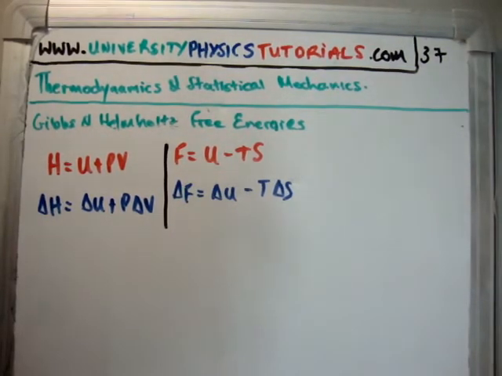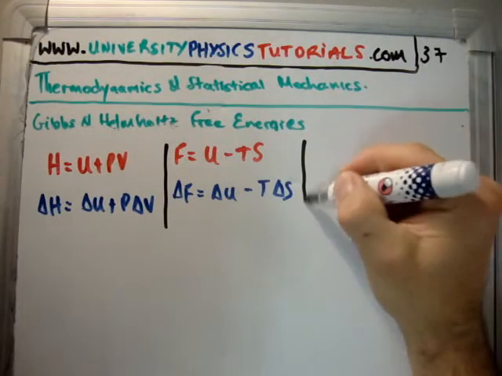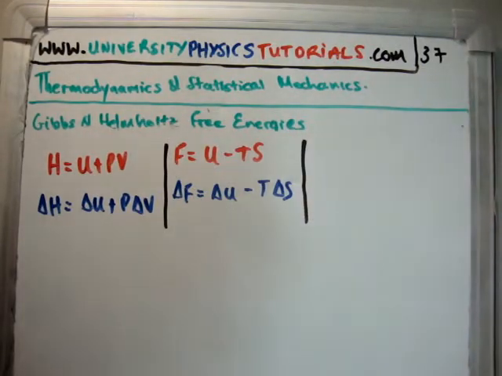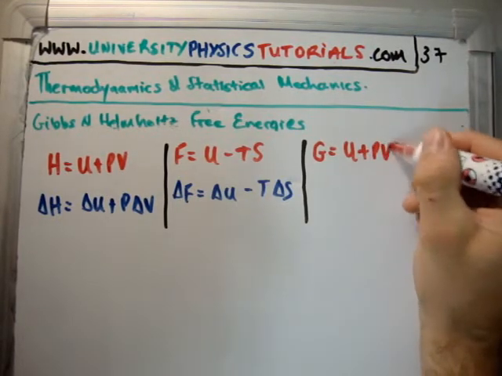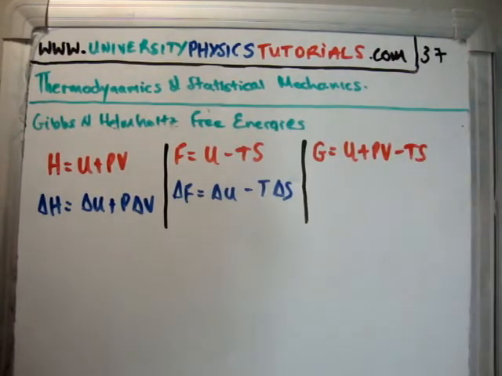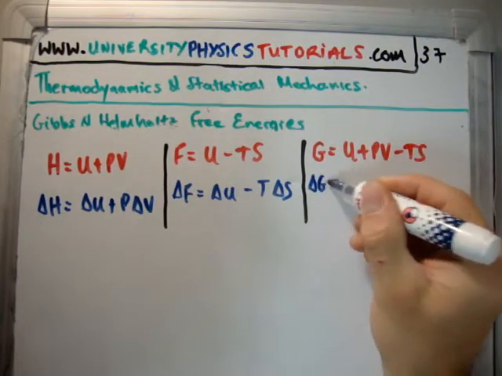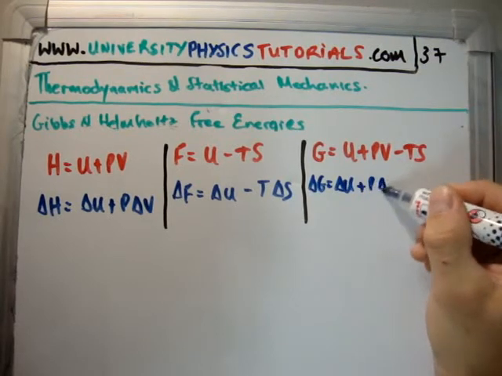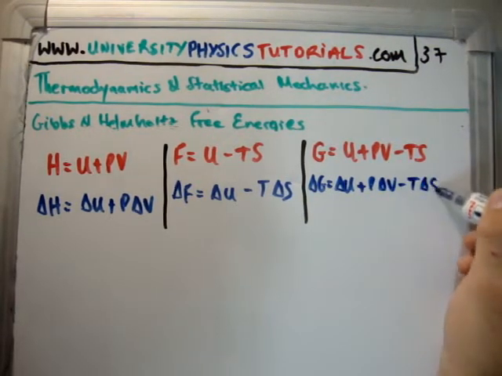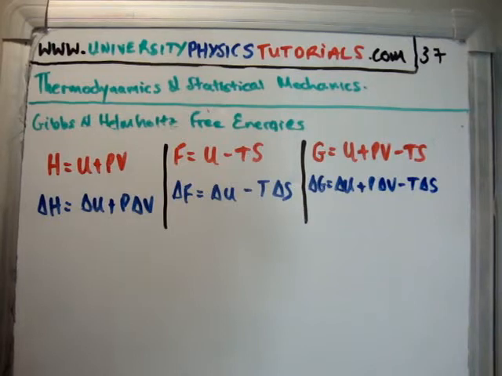And finally, let's look at our change in the Gibbs free energy. So we know that G is equal to U plus PV minus TS, okay? So if you look at the change of this, we're talking about constant pressure and constant temperature. So we're going to get delta G is equal to delta U plus P delta V minus T delta S. That is our change in our Gibbs free energy.